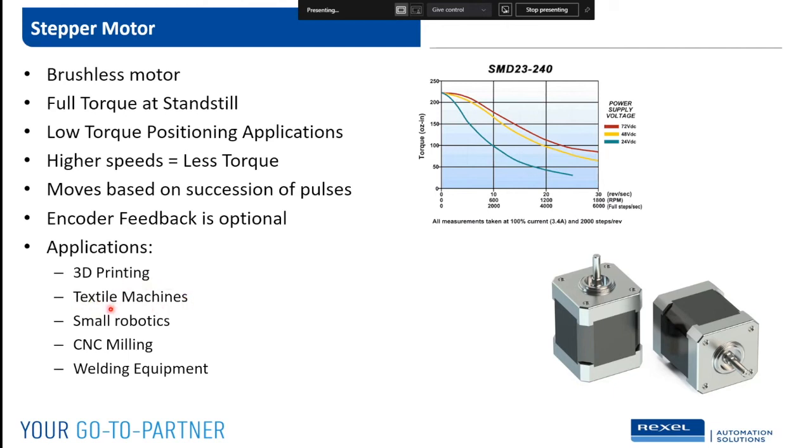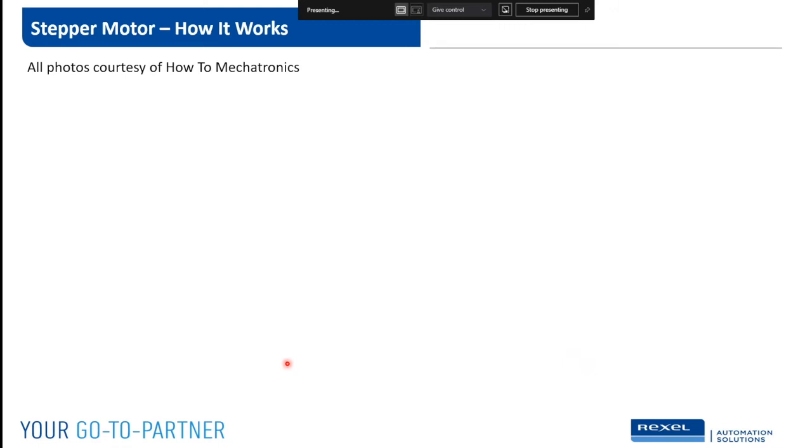So this can be extended out to small robotics. It can even be done on CNC milling, some welding equipment. But some of this might overlap with servos because we are looking at some speed, but we're also looking at position. So how does this work? How does the stepper work?